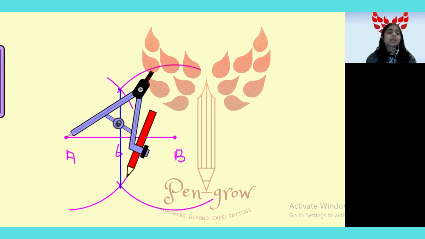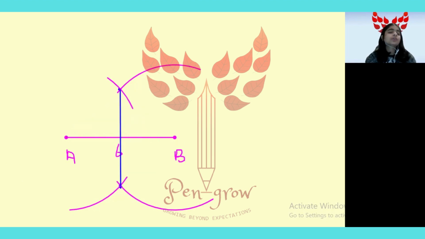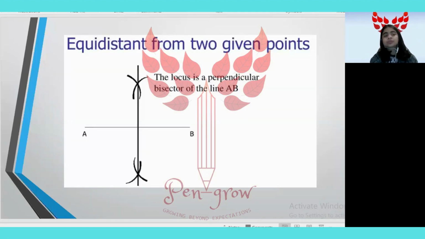So if we make a line from here to here and from here to here, in measurement, both of these lines need to be same, right? All right.